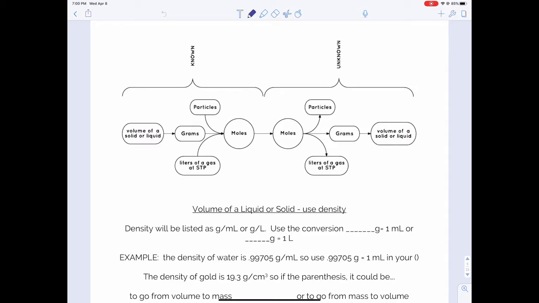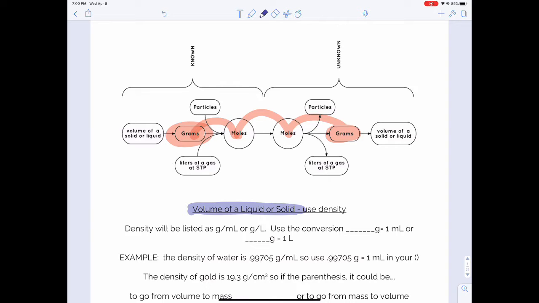So last time we focused on 3-parentheses stoichiometry problems where we started at grams, converted to moles of what we knew, converted to moles of unknown, and ended at grams of unknown. These next stoichiometry problems have an added element: we will either be asked to find or start with the volume of a liquid or solid. So this is not liters of a gas at STP. Liters of a gas at STP we will do next.